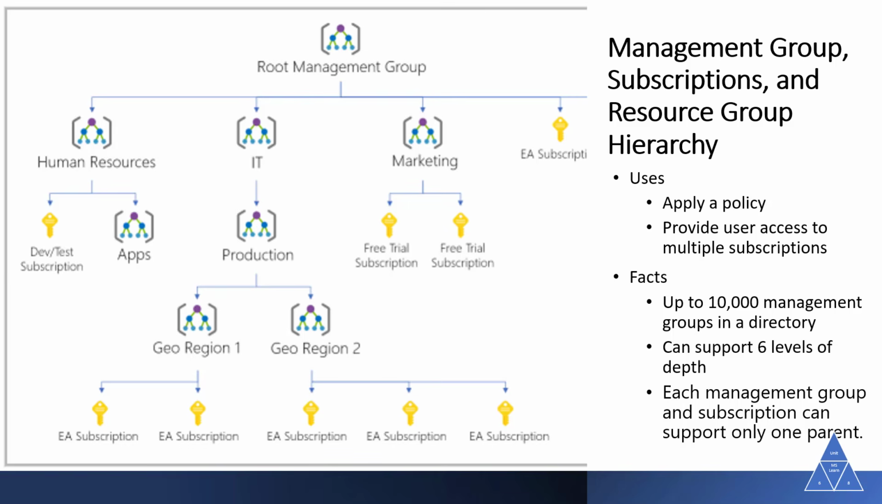10,000 management groups can be supported in a single directory. A management group tree can support up to 6 levels of depth. The limit doesn't include the root level or the subscription level. The statement, each management group and subscription can support only one parent, means that within Azure, a management group or subscription can have only one parent entity. In other words, a management group or subscription can be organized under a single parent for hierarchy management and administrative purposes. This structure ensures clear ownership and simplifies management within the Azure resource hierarchy.